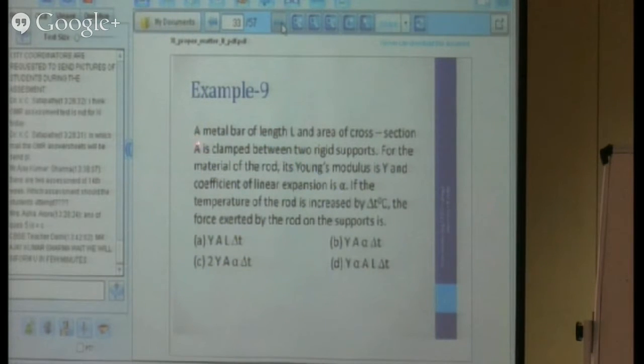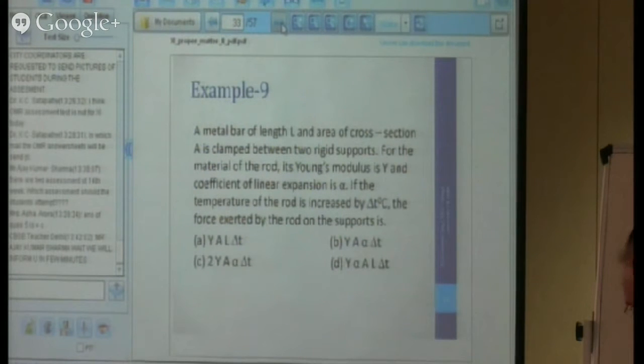What it says: there's a metal bar of length L, area of cross section capital A, clamped between two rigid supports. Rigid means you can't break it. That remains there. For the material of the rod, its Young's modulus is Y and the coefficient of linear expansion is alpha. From the thermal properties, there is linear expansion, superficial expansion, volume expansion: alpha, beta, gamma. These are the coefficients. If the temperature of the rod is increased by delta T degree centigrade, the force exerted by the rod on the support is.